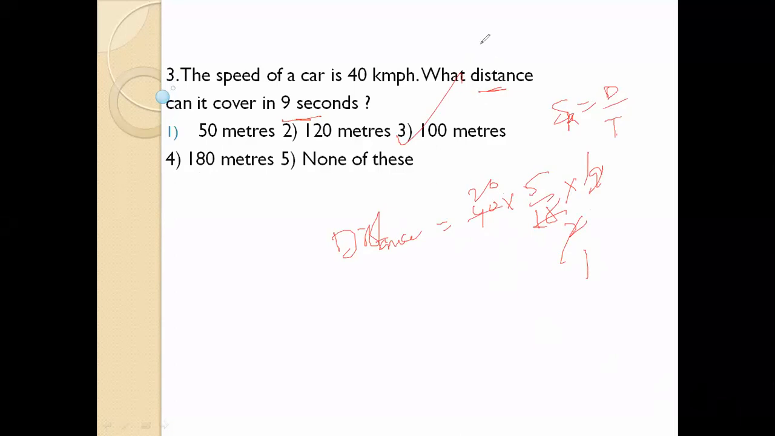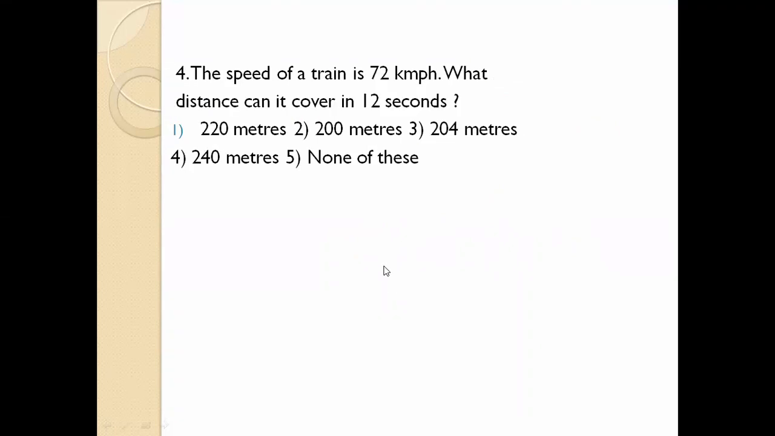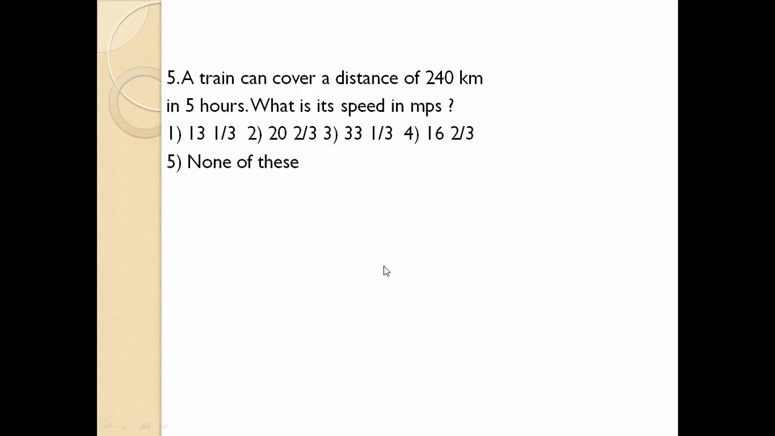Priyanka Das gave the correct answer. Very good. This is also a similar one.